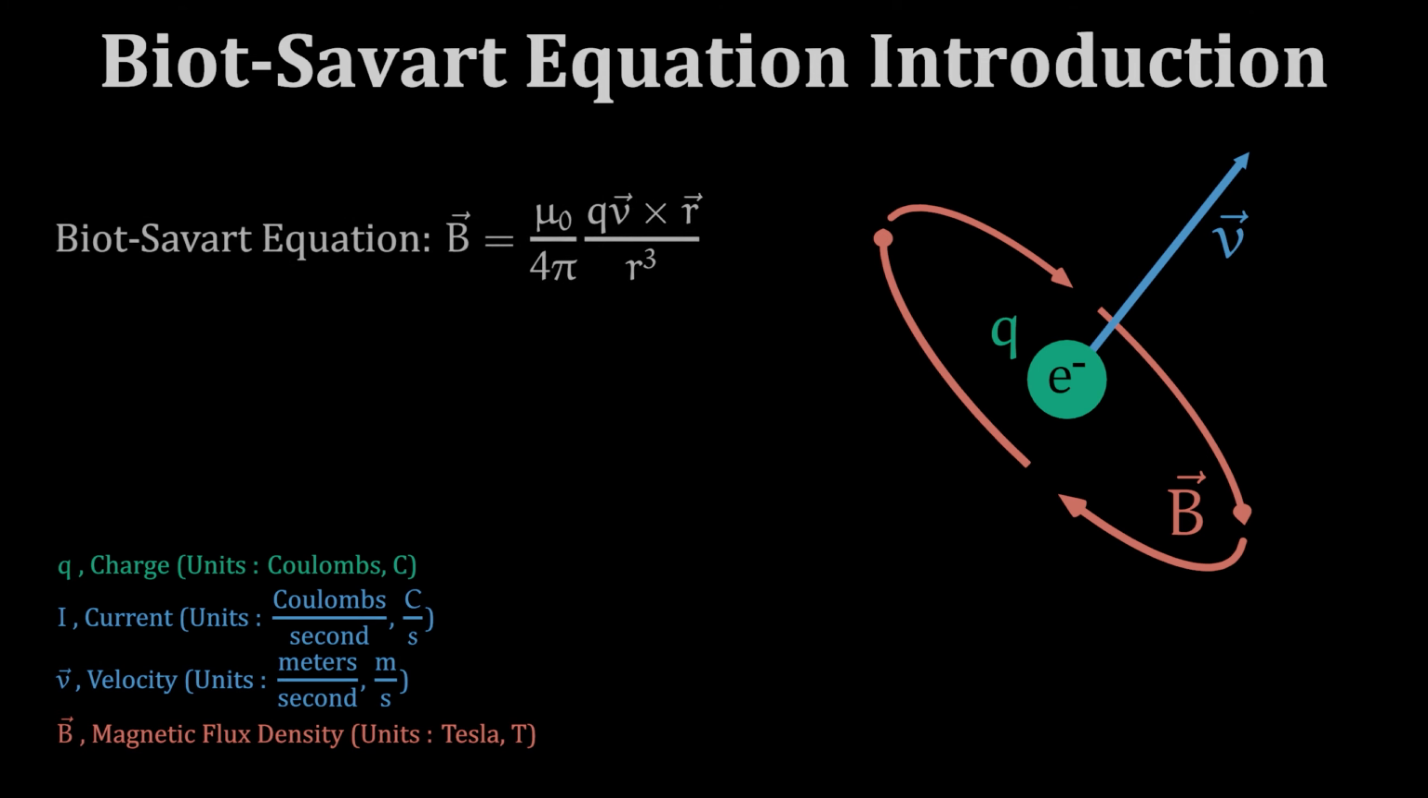In SI units, the Biot-Savart equation has a few constants. Mu naught over 4 pi. Mu naught is the permeability of free space, or vacuum permeability. We also use the unit of amperes, or just amps, for current.